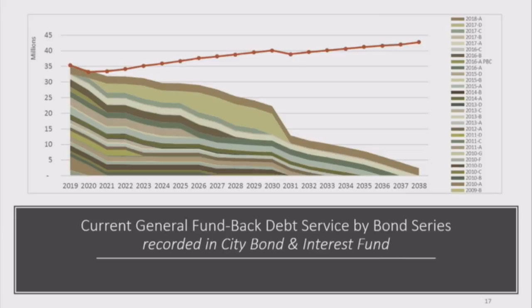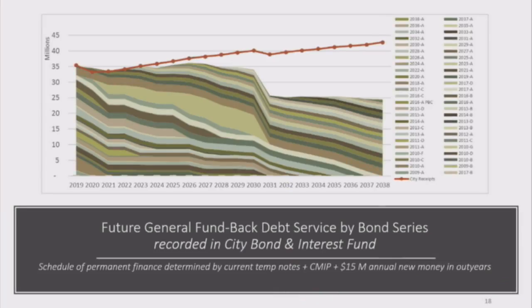So this graph just shows the current issues that are outstanding. I will note that the forecast that we're showing estimates that current resources are sufficient to support all the capital infrastructure that we have in the plan. This next graph shows the current debt, plus we have built in additional debt into the outer years.